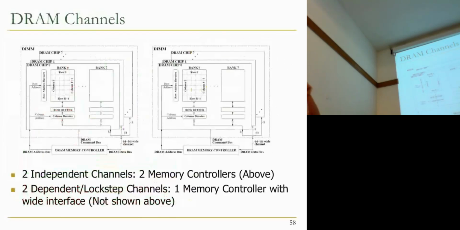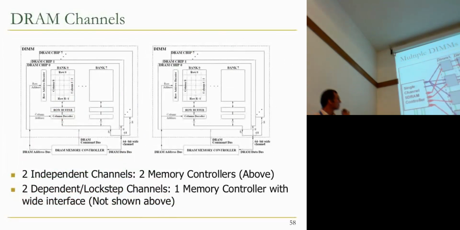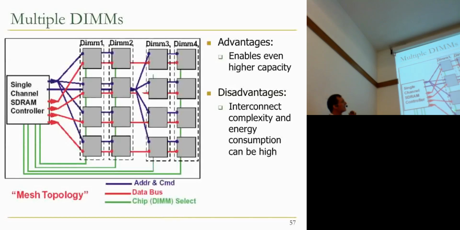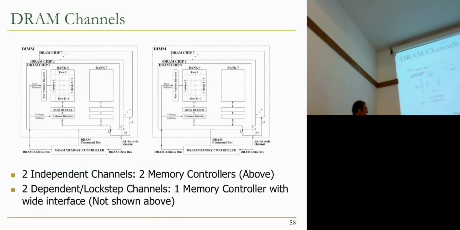Okay, DRAM channels. Each channel basically contains a memory controller that basically controls a set of DIMMs. So this is one example. Again, this may not be visible from the back. But you can have independent channels where you have multiple memory controllers that are logically independent from each other. They contain a totally different set of address spaces. Or you can have dependent lockstep channels. You have one memory controller with a wider interface. It's another way of getting wider interface.